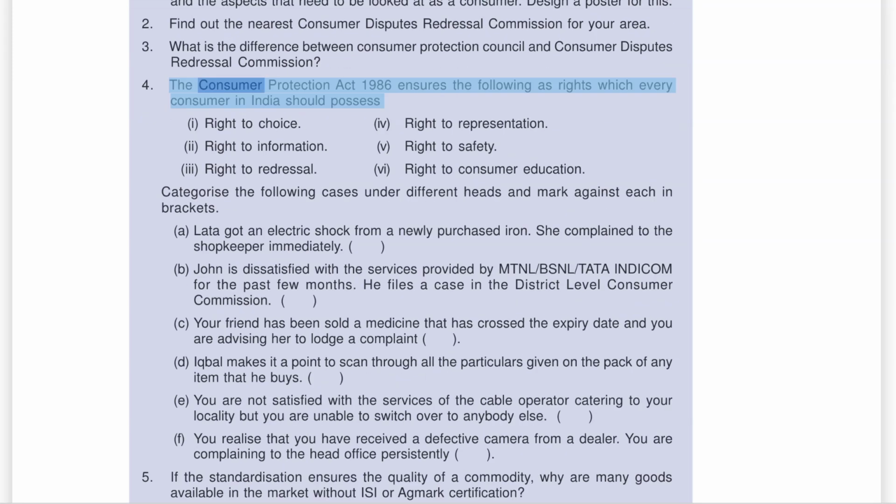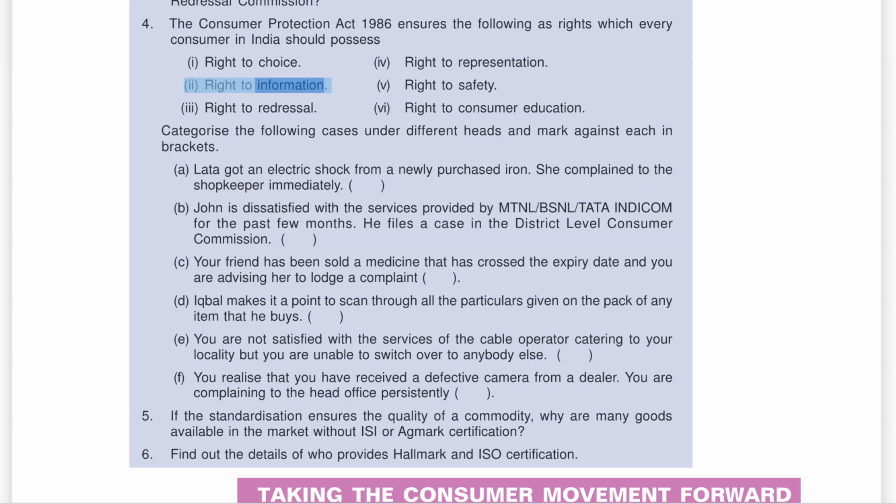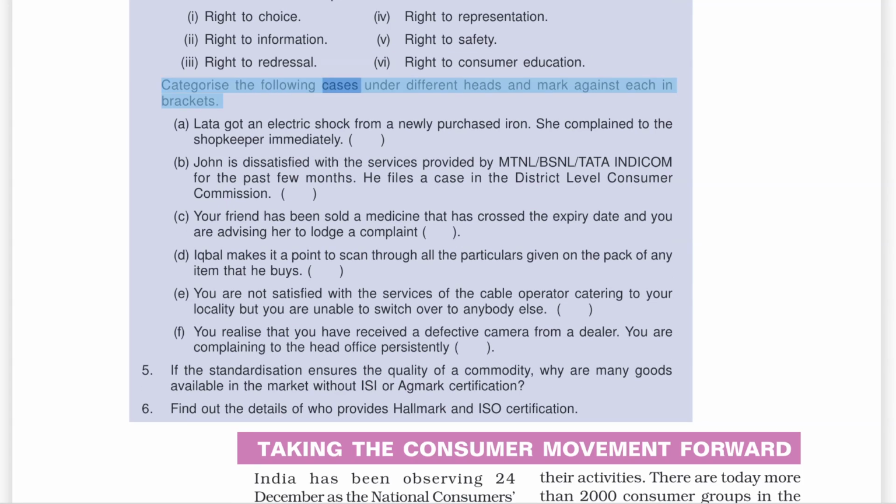4. The Consumer Protection Act 1986 ensures the following as rights which every consumer in India should possess. 1. Right to choice. 4. Right to representation. 2. Right to information. 5. Right to safety. 3. Right to redressal. 6. Right to consumer education. Categorize the following cases under different heads and mark against each in brackets.